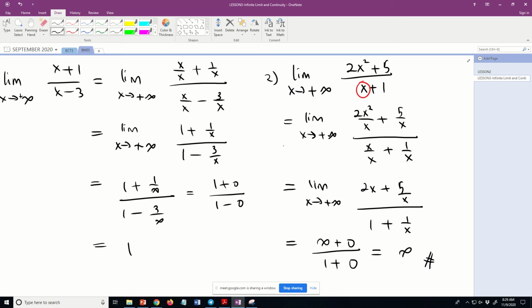Okay, so we finish page 7. Now I'm going for page number 8. Yeah, anything 1 over infinity is 0. Yeah, 1 over infinity is 0. So you can straight away put 0. Okay. So I'm going for page number 8.